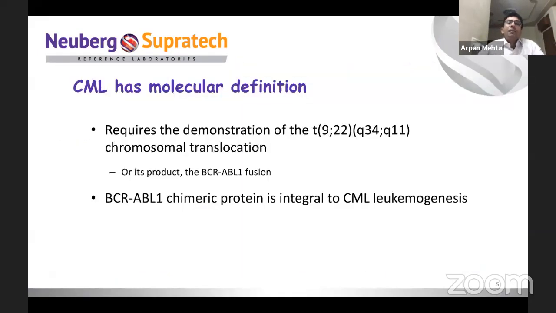So CML has a molecular definition. It requires the demonstration of translocation 9;22 or its product BCR-ABL1 transcript. And it is this protein which is integral to CML leukemogenesis. So this is important to highlight that any leukocytosis is not CML. It has to be proved by cytogenetics or by molecular technique.